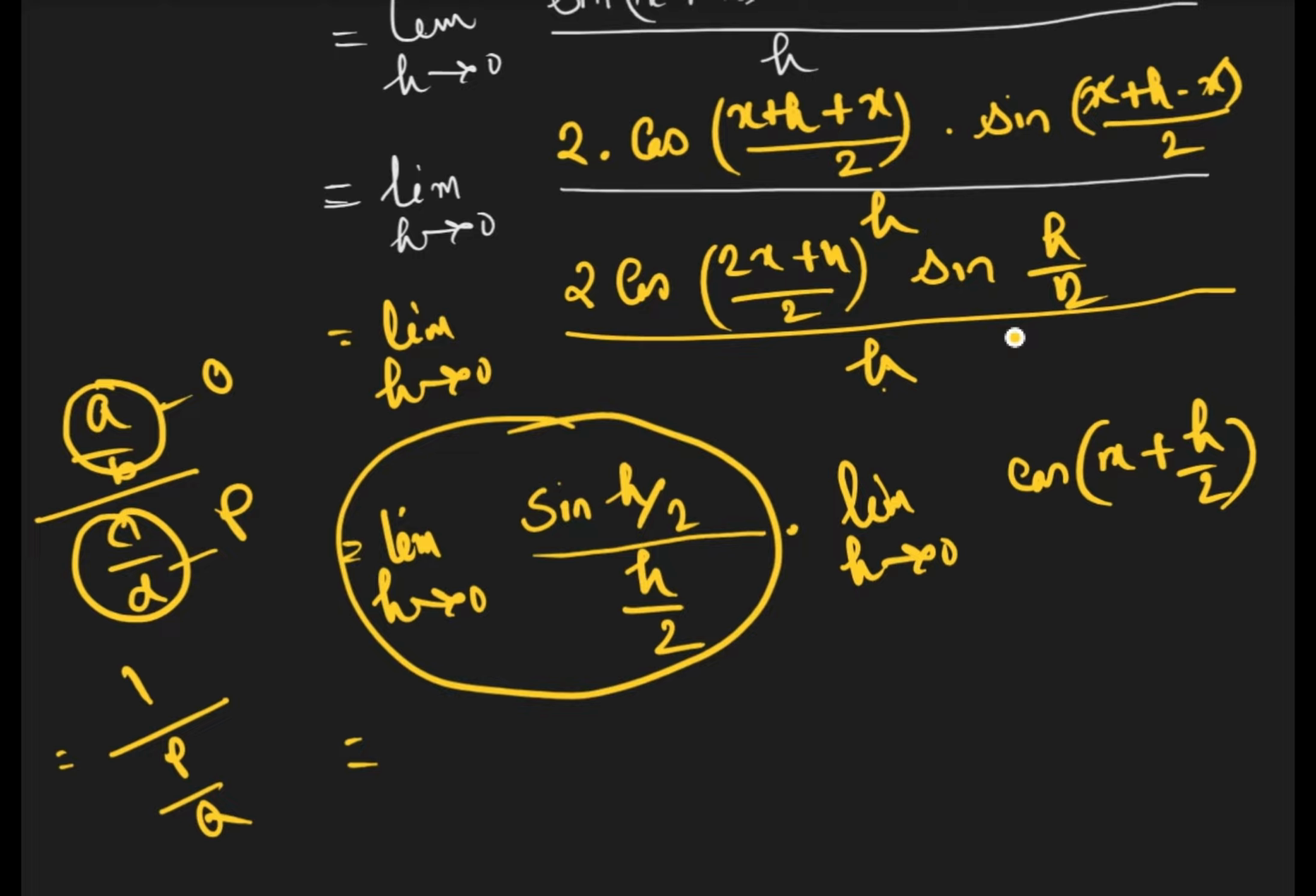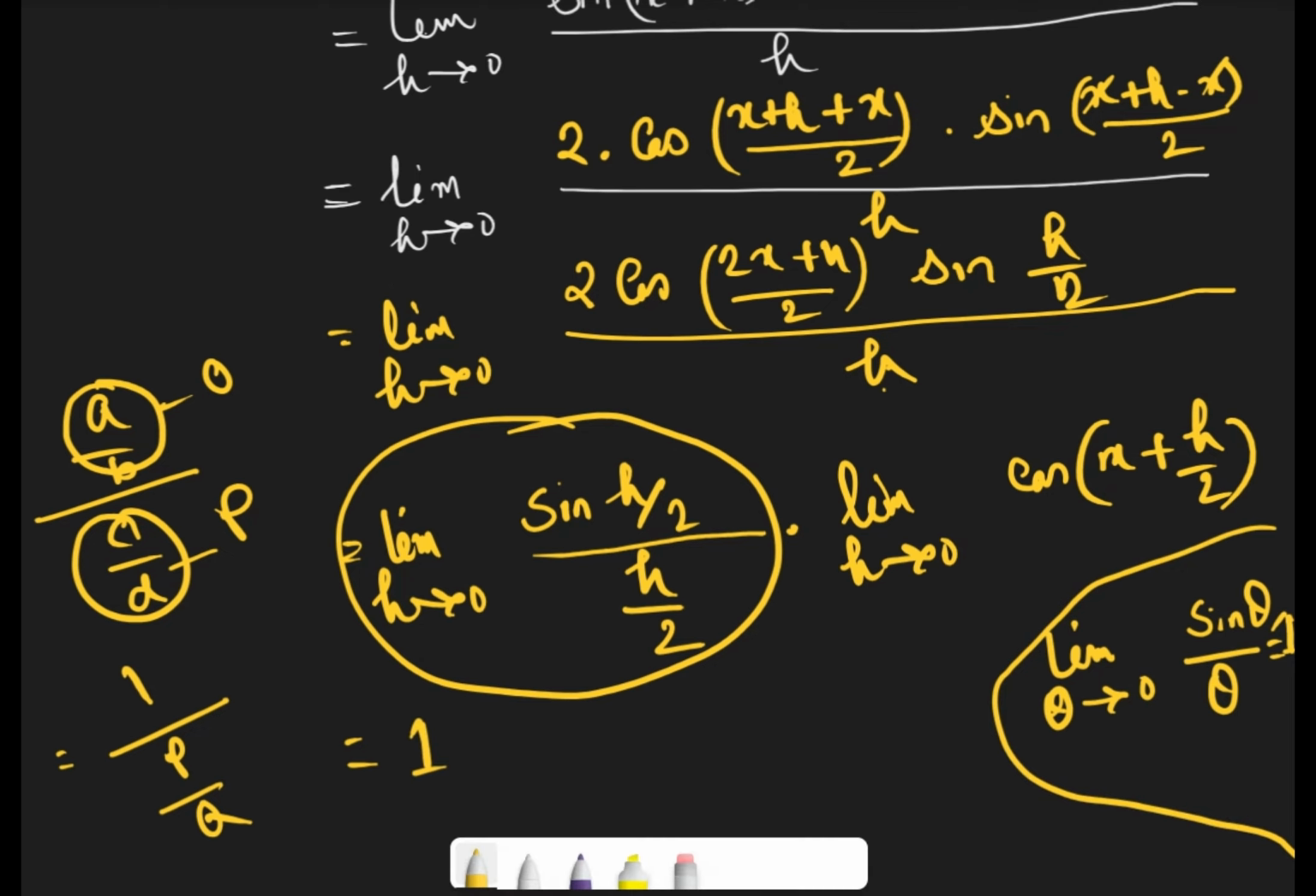in trigonometry, we have a rule: limit theta tends to 0 of sine theta over theta is equal to 1. So we could write down here 1. Okay, let's use a different pen. So this is 1. So this whole value is 1, right? This is a basic trigonometric rule.